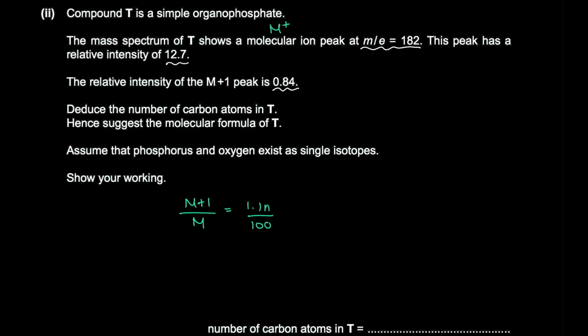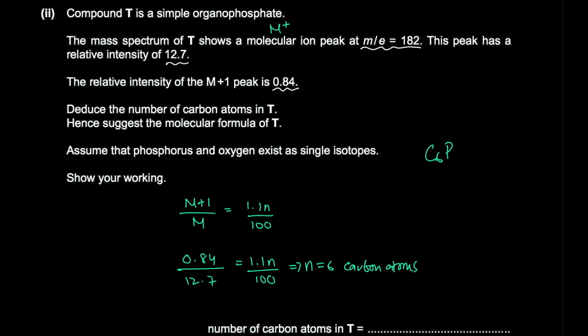So we can calculate the number of carbon atoms here. The height of the M plus 1 peak is 0.84. The height of the M peak is 12.7. This is equal to 1.1 N divided by 100, which gives us N as 6 carbon atoms. So that's C6. It's an organophosphate, so we have 1 phosphorus.